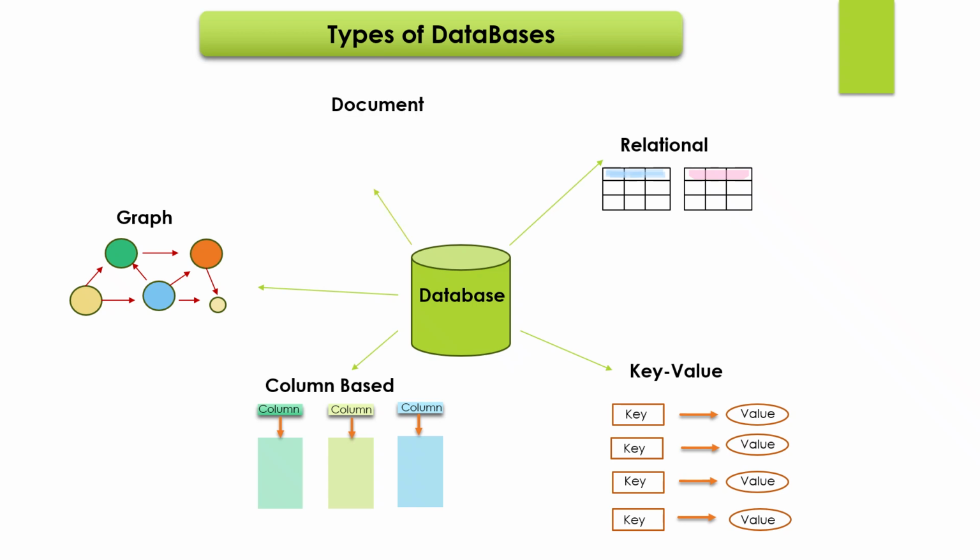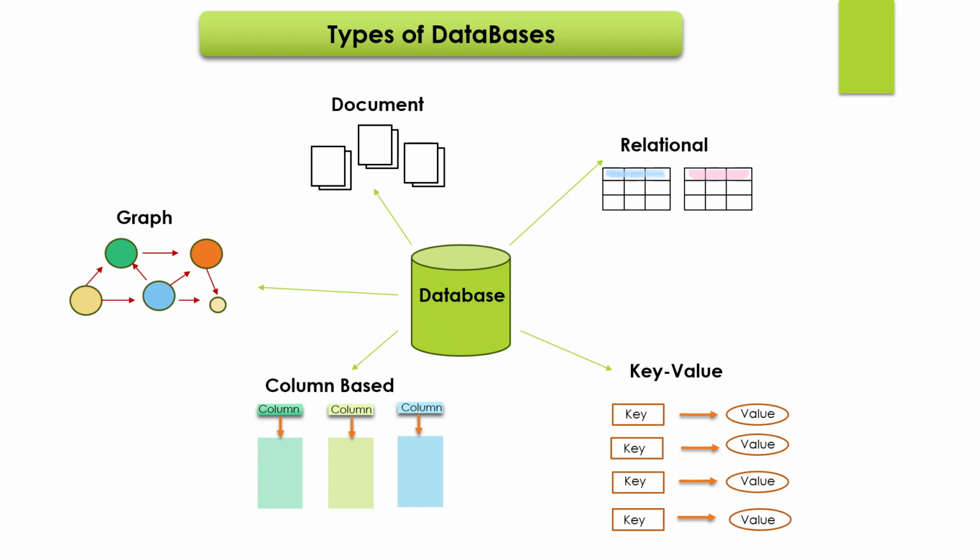The next type is the document database. Here, data is stored as an entire document. The exact structure of the data is not very important. What matters more is storing everything together in one document or one logical unit.